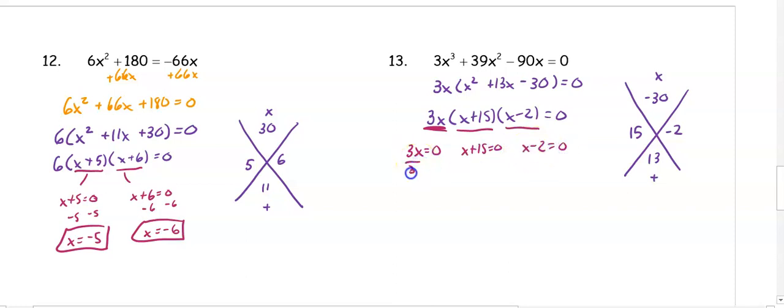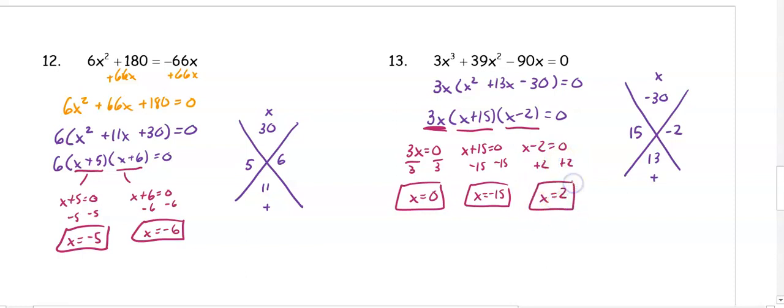So in our first one, we're going to divide by 3, so x is 0. We're going to subtract 15 from both sides, so x is negative 15. And we're going to add 2 to both sides, so x is 2. So notice this time we had an exponent of 3 when we started the problem, so we're going to have 3 solutions in this case. So the leading exponent in your original problem will always tell you how many solutions to expect, 2 or 3.